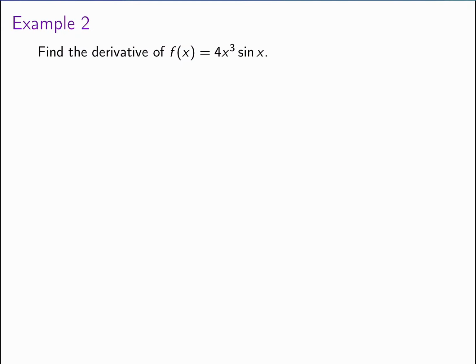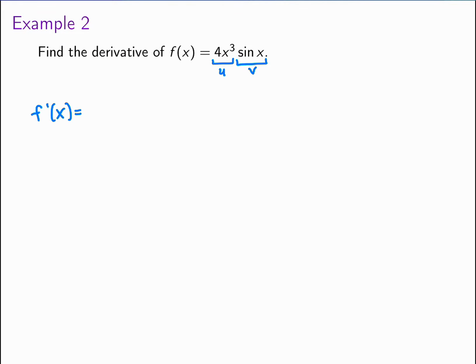Let's look at f of x equals 4x cubed times sine x. Now, in this one, I don't have the option of multiplying it out. There's nothing to multiply out here, so I have to use the product rule. So I'm going to look at maybe this is u and this is v. So 4x cubed for u, sine x for v. And let's find the derivative. So f prime of x.